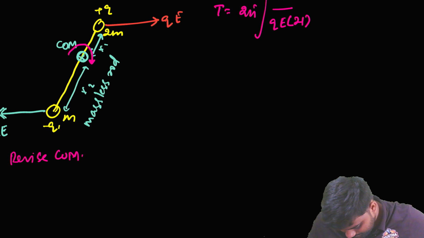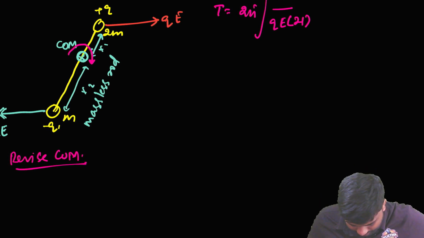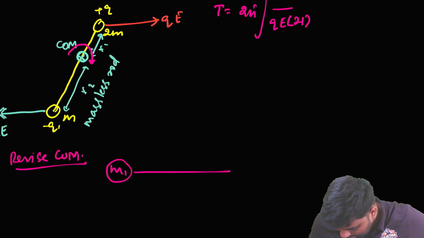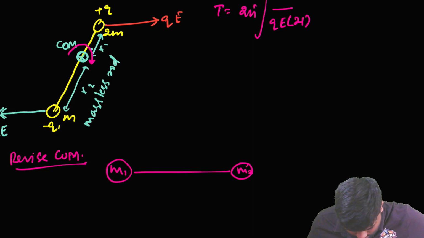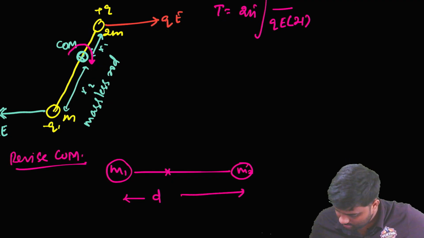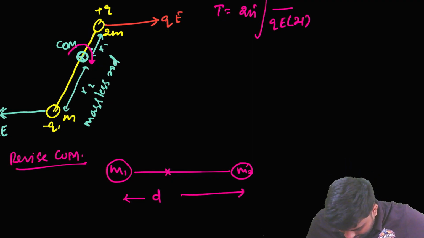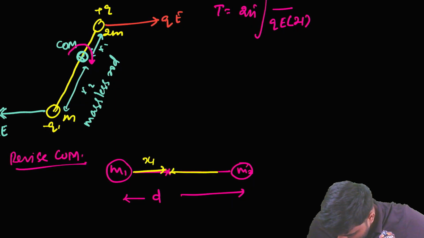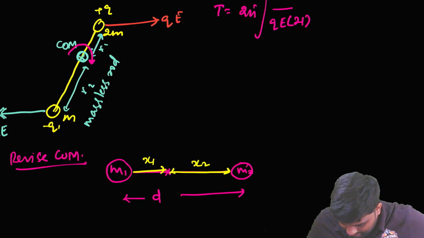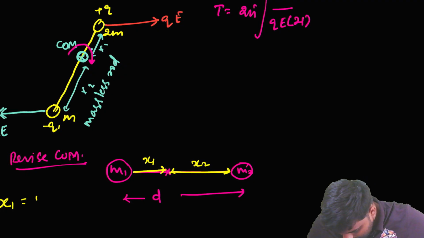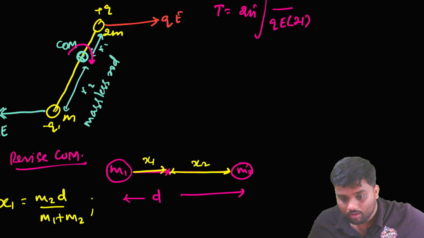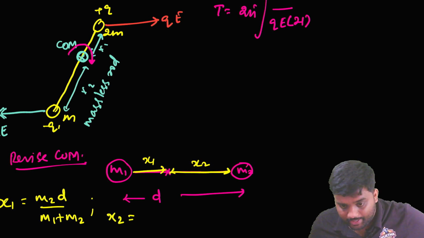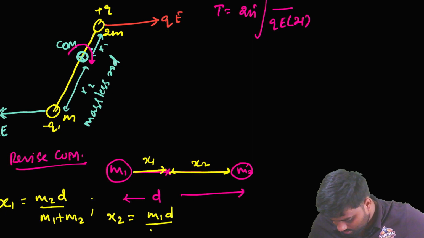center of mass here, if you are having m1 mass and m2 mass, the center of mass will be at this point if they are separated by some distance d. So at some x1 distance from the m1 mass and x2 distance from the m2 mass, x1 is given by m2d upon m1 plus m2. Meanwhile x2 is given by m1d upon m1 plus m2.